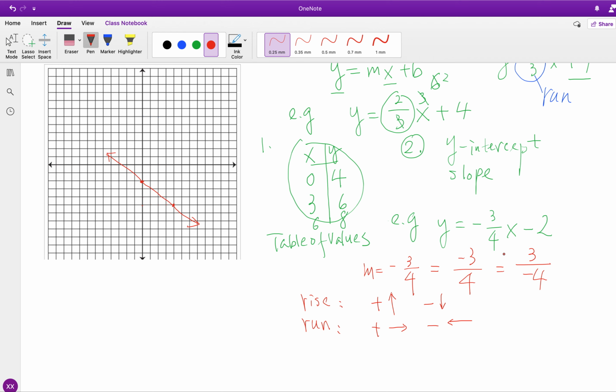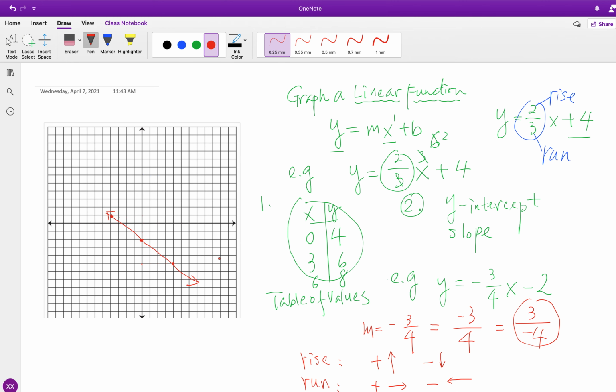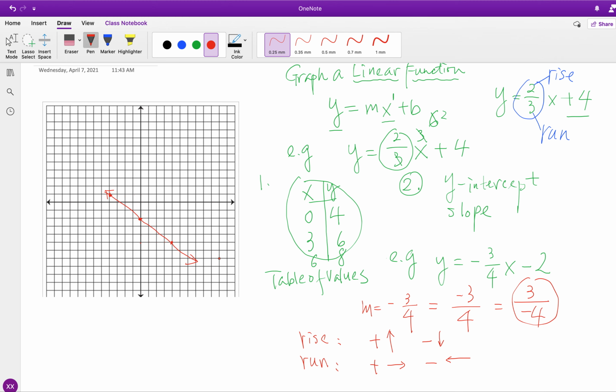The same thing, if I use this other form, I can use this one. From this point, I go down 1, 2, 3, and then I go left 1, 2, 3, 4. See, right here is my other point. In this case, connect this point with that point. They're still on the same line. So this is how we graph the linear function.